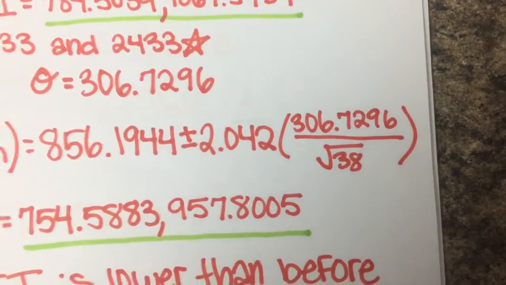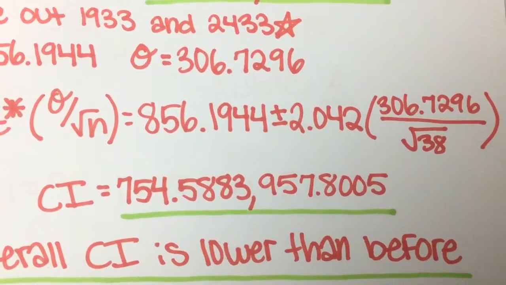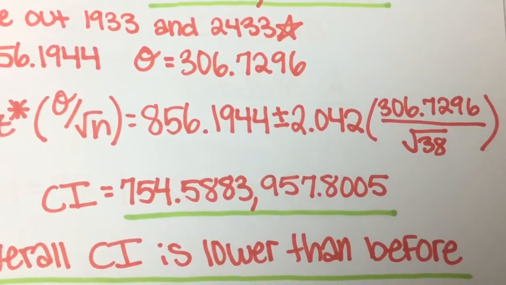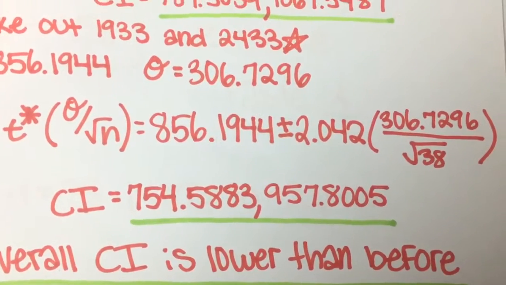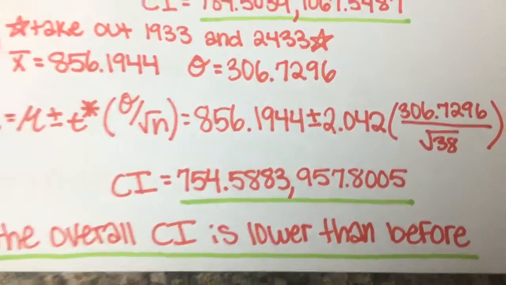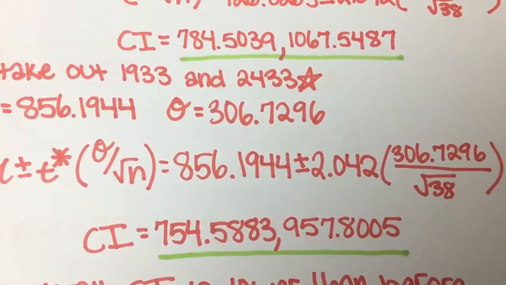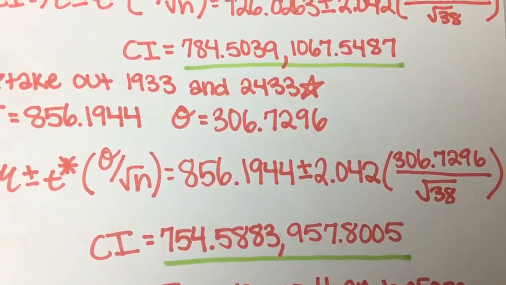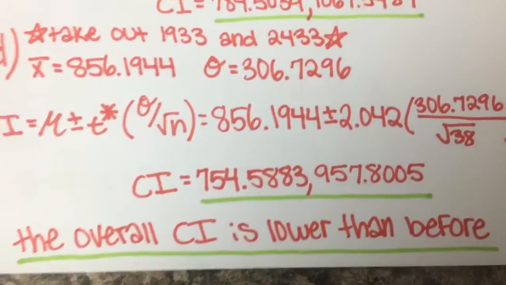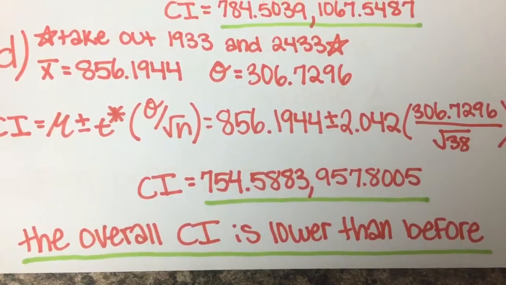You plug in your numbers, and then you get 754.5883 and 957.8005. And then it also asks, what did you notice about the difference? And if you look between those numbers, they are almost very similar. The lower numbers, there's like 30 in between those. So I said the overall confidence interval is lower than the original.